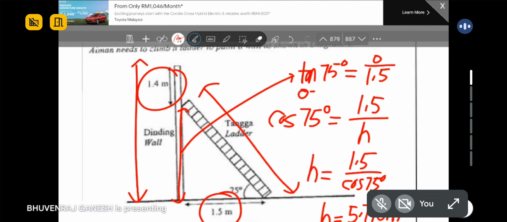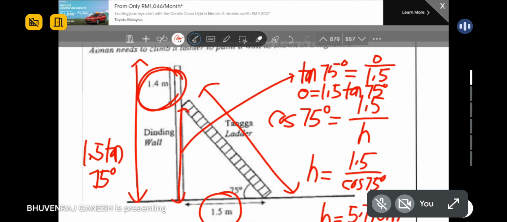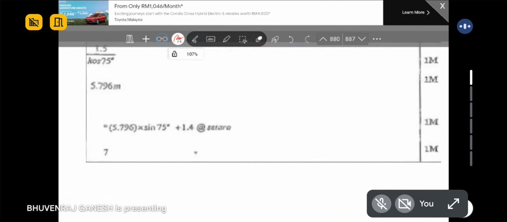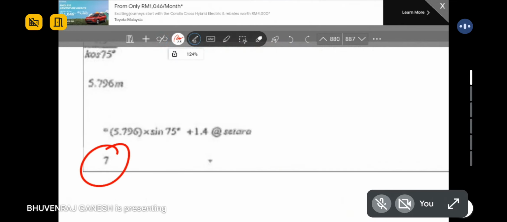Tangent and sine also, yes. Both dua-dua can. So opposite is actually 1.5 tangent 75. So 1.5 tangent 75, you plus with 1.4. So then you get the height of the wall. Tinggi dinding. Okay, so your final answer is actually this one. Okay, final answer is 7.7. Okay, are you guys clear? So basically this is question 16 lah guys. Soalan 16. I think you guys can score full marks, right?